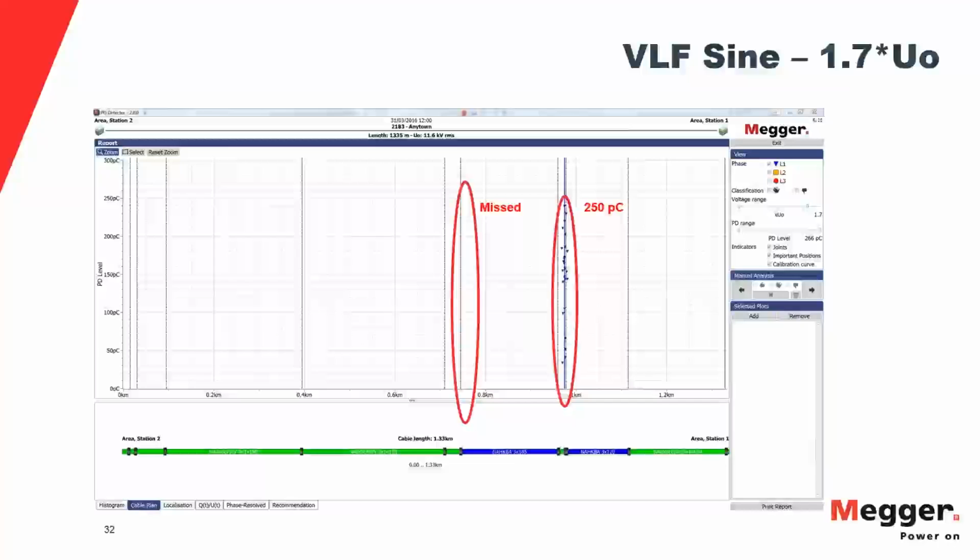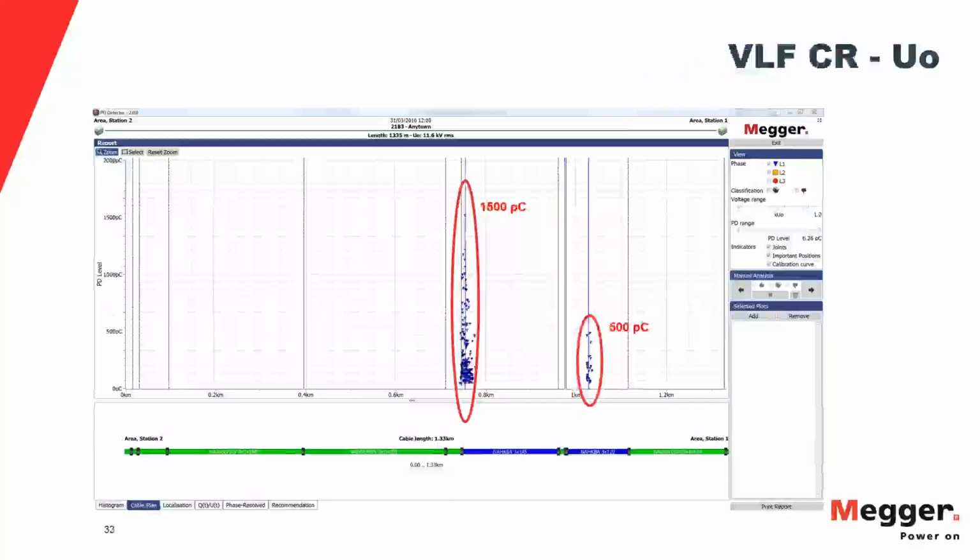But when we look at the results from damped AC or cosine rectangular, we say, oh no, these are very critical splices. So here's my results from the VLF cosine rectangular. In this case, it found the splice at 750 meters. At rated voltage, it did not find the splice at 900 meters, but it did find a problem in the cable insulation.